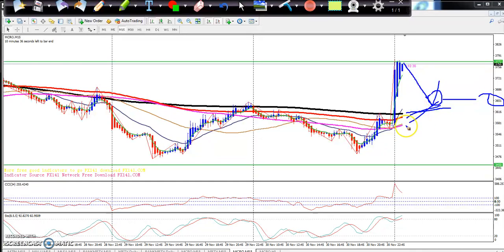If in case they break down this 200 moving average, you can go for sell again, but I hope it will go up, right? So it will be better to take a buy position when you are getting a good buying confirmation.